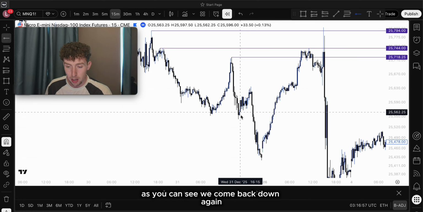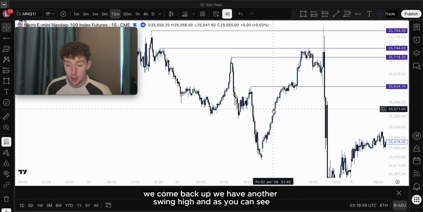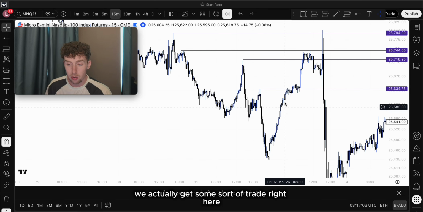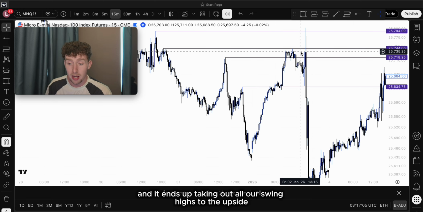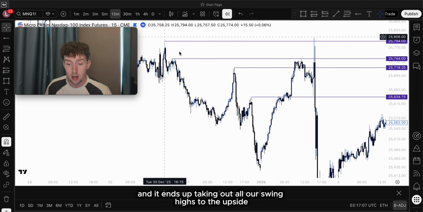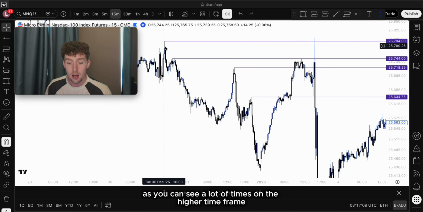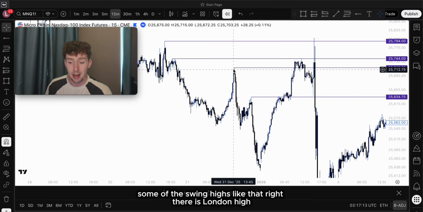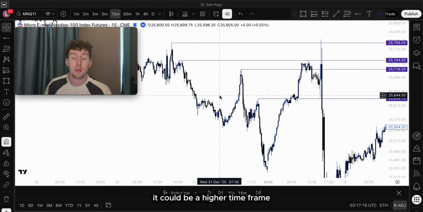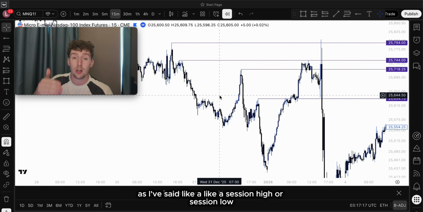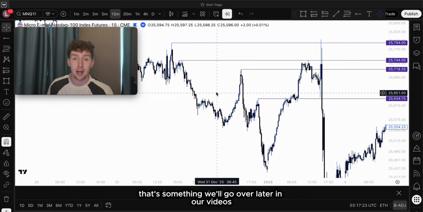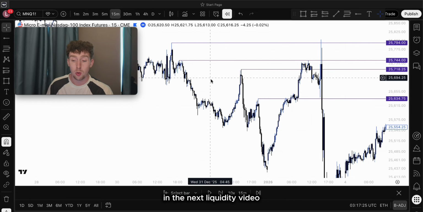As you can see, we come back down again. We come back up. We have another swing high. And as you can see, we actually get some sort of trade right here that we maybe could take, and it ends up taking out all our swing highs to the upside, as you can see. A lot of times on the higher time frame, some of the swing highs, like that right there, is London high. It could be a higher time frame, as I've said, like a session high or session low. Maybe it could be the start of an unfilled gap. That's something we'll go over later in our videos in the next liquidity video.